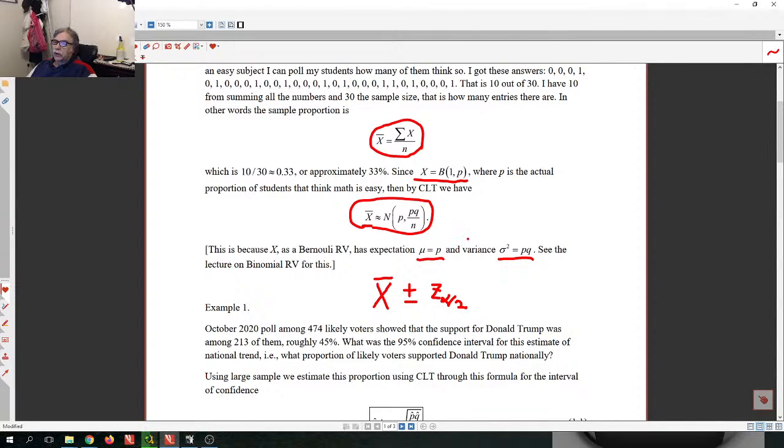Labels are not that important, but you do have to remember the actual values, right? Whatever confidence you're going to use. And then we multiply that with the standard deviation of the sample mean. Okay? Or we call it the standard error of the mean.